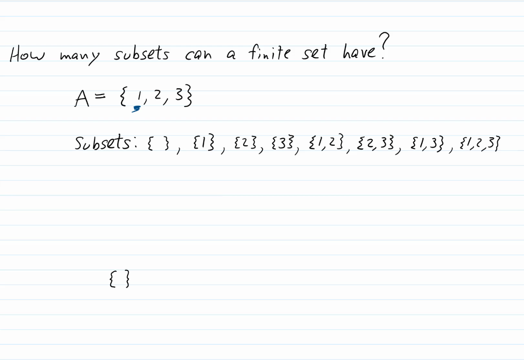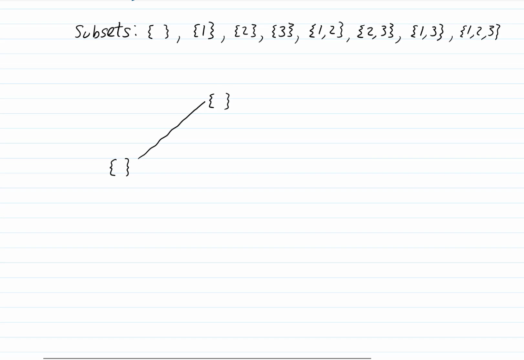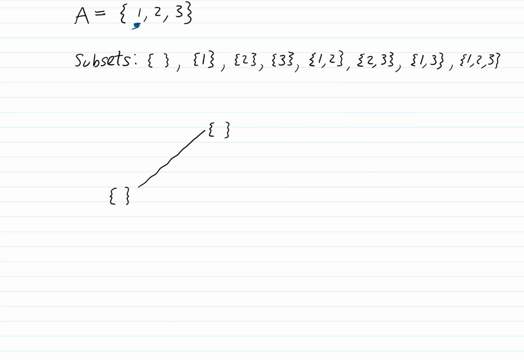If I do not include the number 1, then I'll still just have the empty set. I'm going to need more room. Let me draw that line more at an angle like this. If I do not include the number 1, then I'll still have the empty set. If I do include the number 1, then now I will have this set, right?